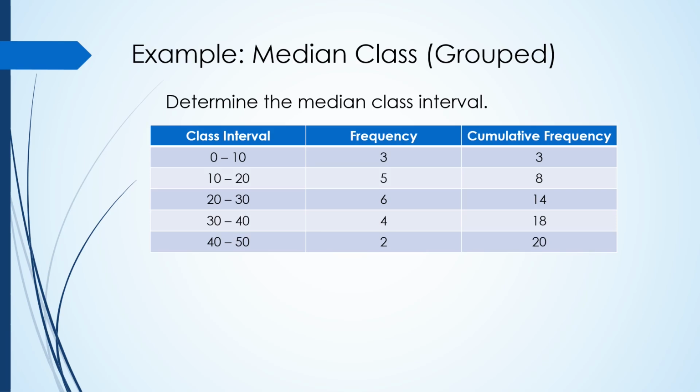Now, the total number of values that we have is 20, which is the last value in the cumulative frequency column. From this value, we can obtain the middle value, 20 divided by 2, which is 10. We can see from the cumulative frequency that the 8th value exists in the interval 10 to 20. Therefore, the 9th to 14th value exists in the interval 20 to 30. Therefore, the median class is 20 to 30.